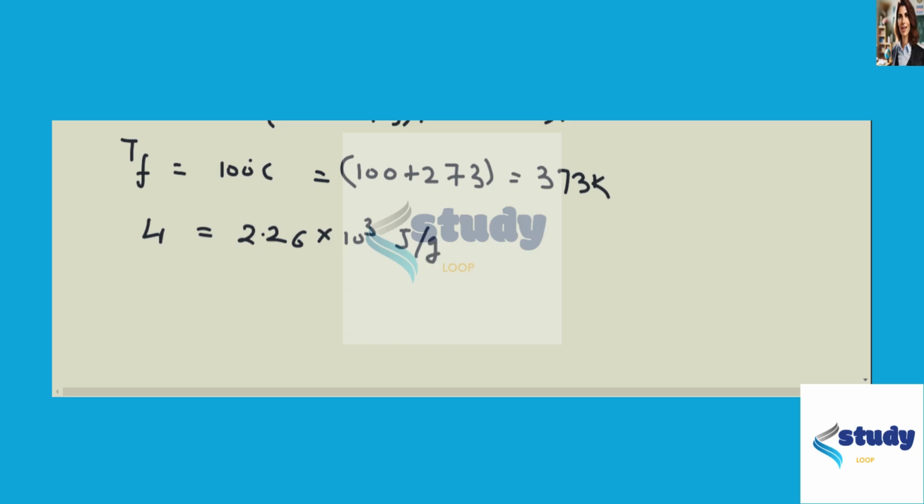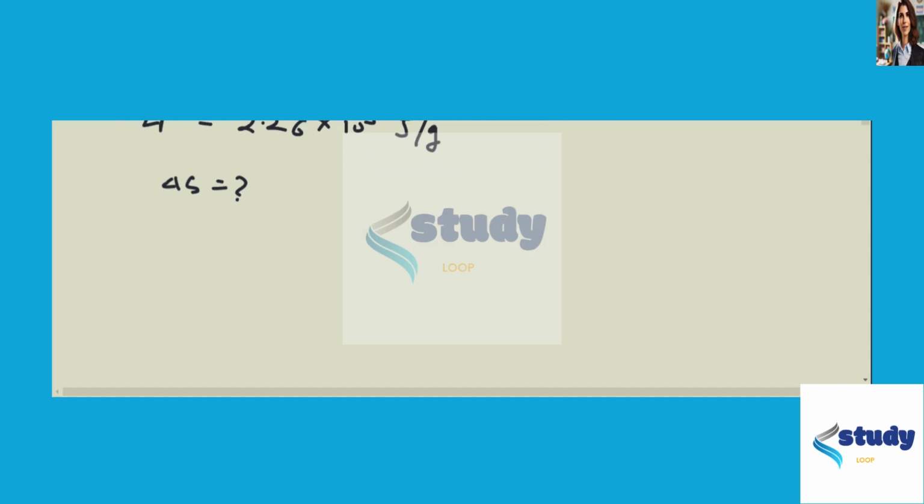Here water at 100 degrees is getting converted into vapor at the same temperature. So we have to find the change in entropy, represented by S. Now we know that delta S is equal to delta H upon T, where delta H represents the heat required to convert it into vapor. So M into L upon T.